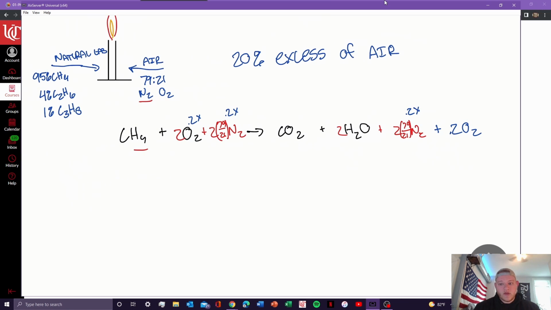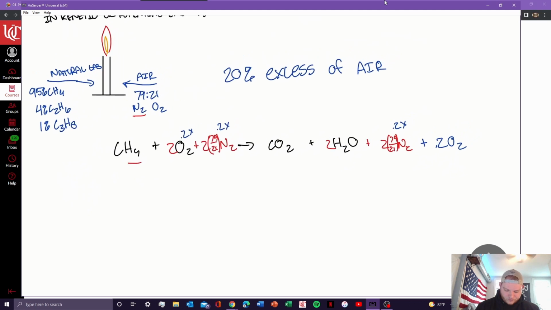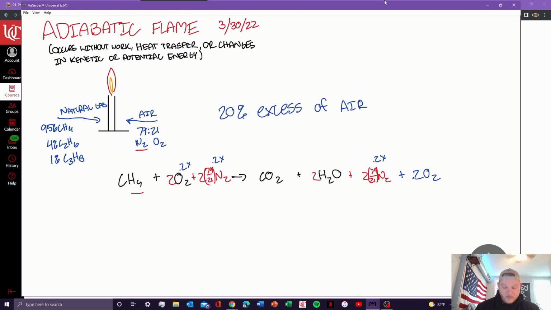You also notice that nitrogen is just along for the ride. It does not get used up in this reaction. So what goes in? We have methane, oxygen, and nitrogen. What comes out? We have carbon dioxide, water, nitrogen, and a little bit of oxygen because of that excess. That is part 1.